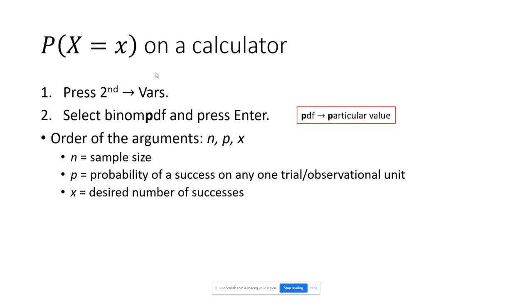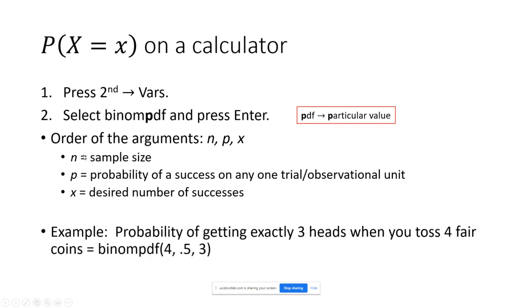The order of the arguments is n, p, and then x. So our sample size, comma, the probability of a success on any one trial, and then the desired number of successes that we want to find the probability of. For example, if we want the probability of getting exactly 3 heads when you toss 4 fair coins, we could use binom PDF 4 for the number of coins, comma 0.5, the probability of heads, comma 3.